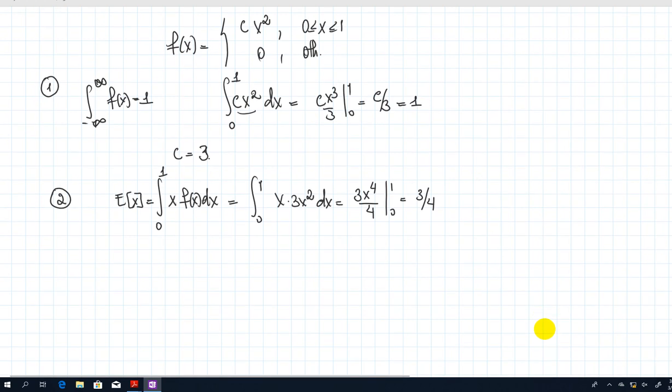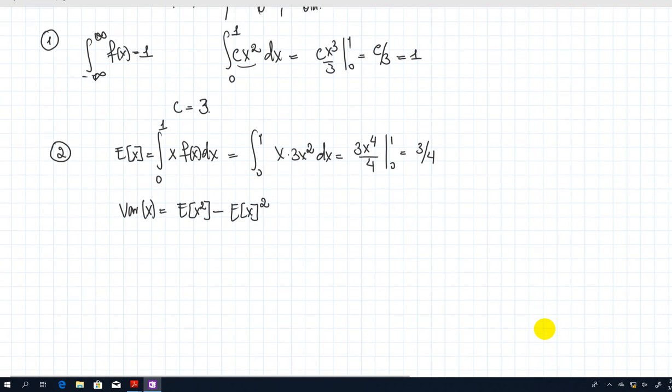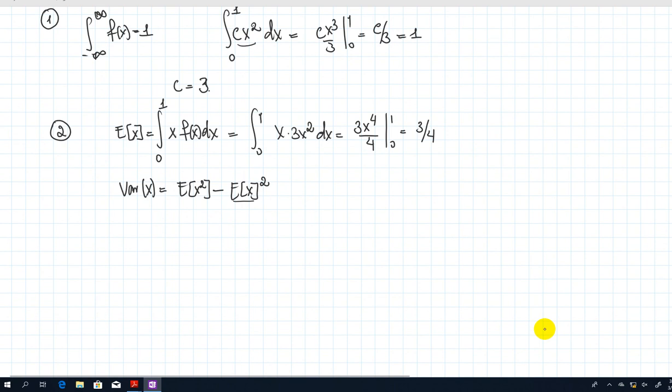In order to find the variance, we need to use the formula E of x squared minus E of x, squared. We've got E of x squared, so we need to calculate E of x squared. E of x squared, or the expectation of any function of the random variable, is this function multiplied by the density function of x, dx, from 0 to 1.